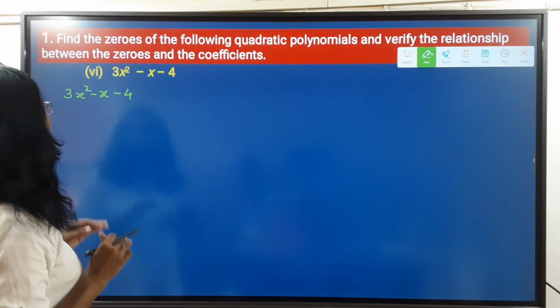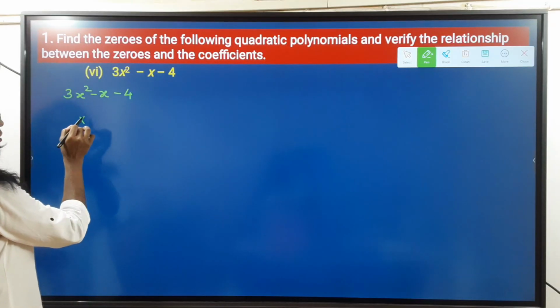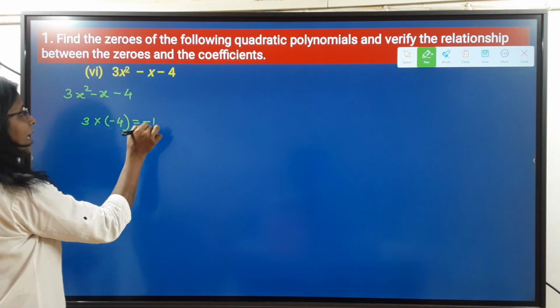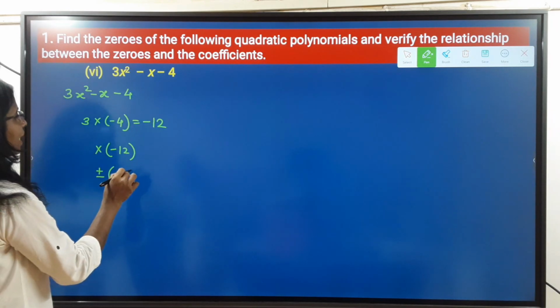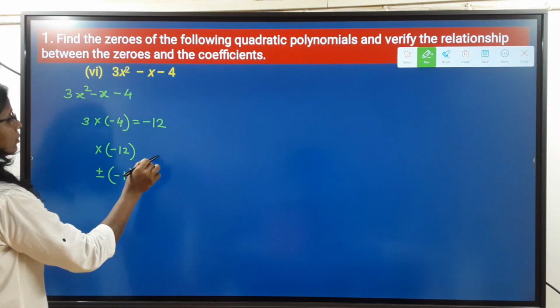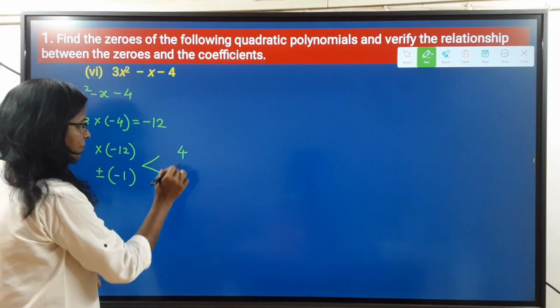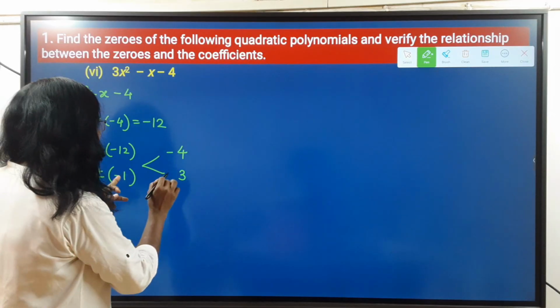Now here, students, we have to find out the two numbers such that their product is minus 12, and their addition or subtraction will be, students, minus 1. So which are such numbers? The numbers are 4 3s are 12. So 4 and 3, and by giving the proper sign I write here minus 4 and positive 3.